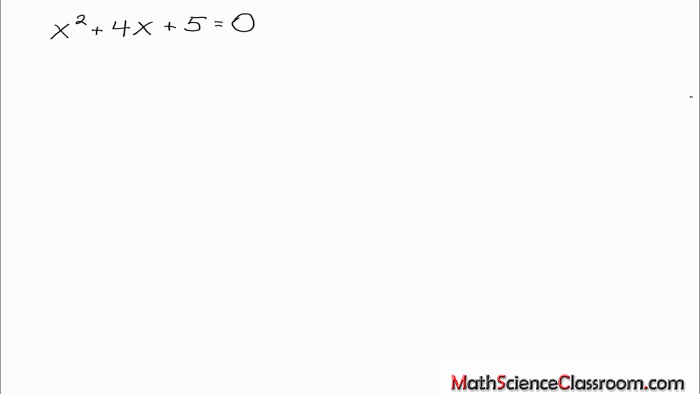Hi guys, let's help Clay solve his equation. So we have x squared plus 4x plus 5 equals 0. Now, first question, is this a quadratic equation? Is it in the form of ax squared plus bx plus c equals 0?